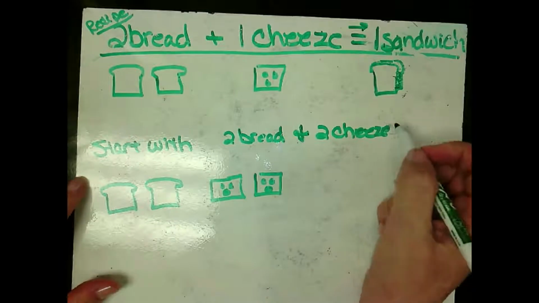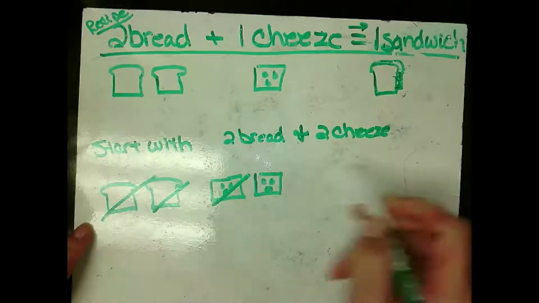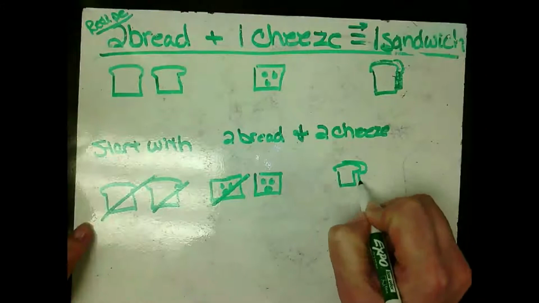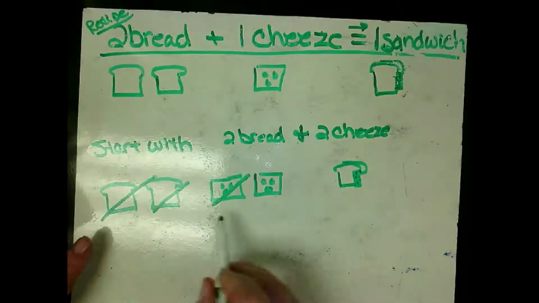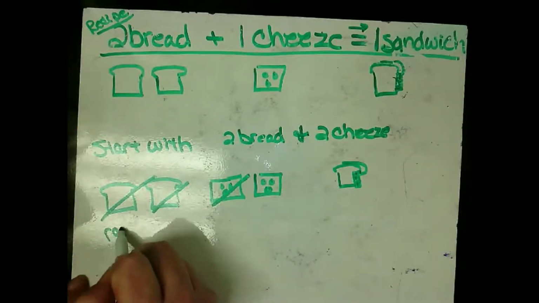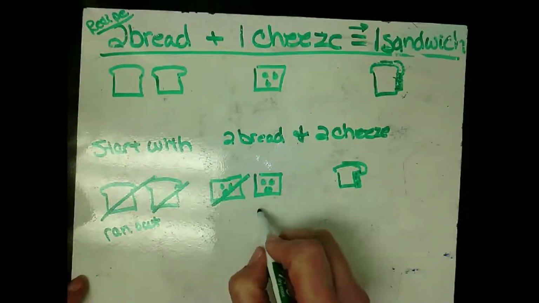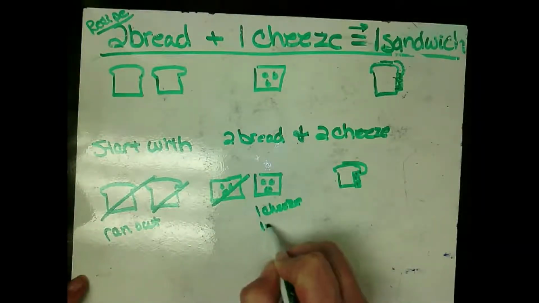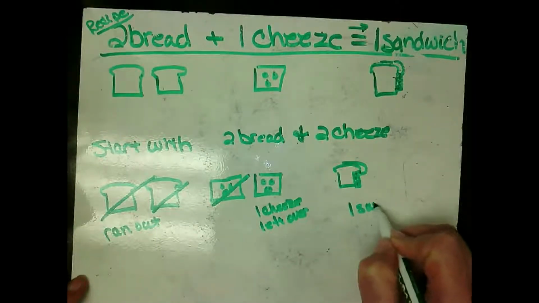Okay, so what I'm going to do is I'm going to take my 2 pieces of bread and my 1 piece of cheese, and that is going to make my 1 cheese sandwich. Okay, so now that I've done this, what ran out? Well, we ran out of bread, right? And what do we still have left over? We still have 1 piece of cheese left over. And how much did we make? We made 1 sandwich.